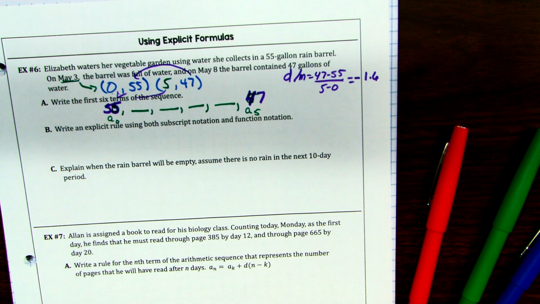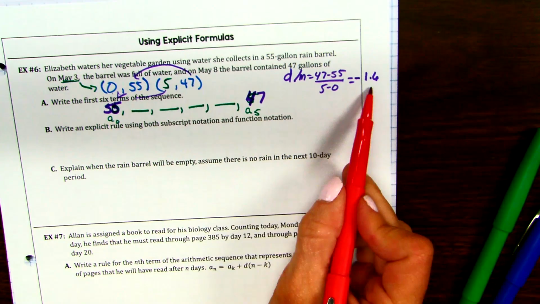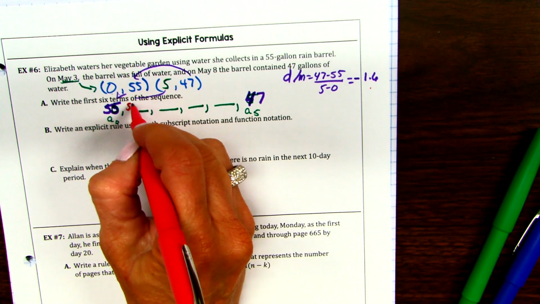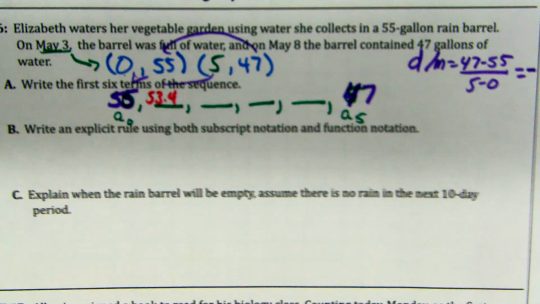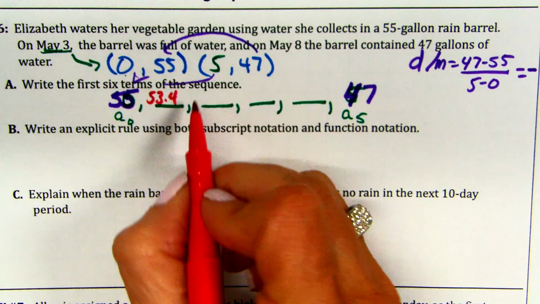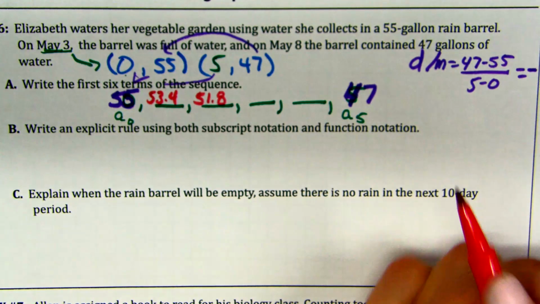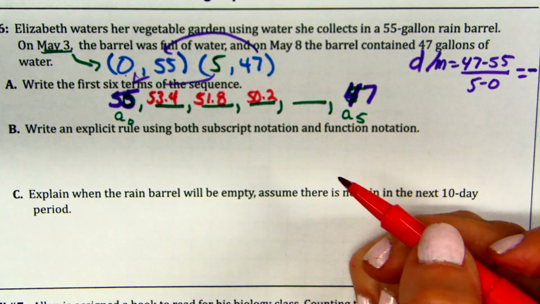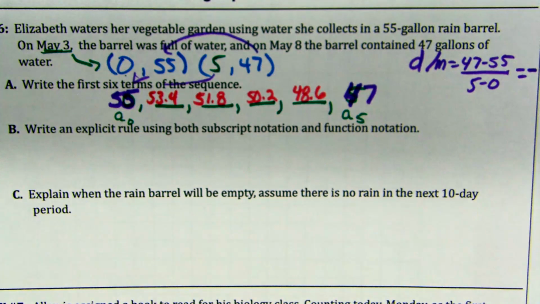Okay. So I did the math for us. Don't worry about it. I just went in my calculator and subtracted 1.6 the whole way down. So this would be 53.4. Every time I do this problem, I say, leave yourself more room so you can fit these decimals in. 51.8, 50.2, 48.6. I just picked up my calculator and subtracted, wrote them down. There's the first 6 terms.